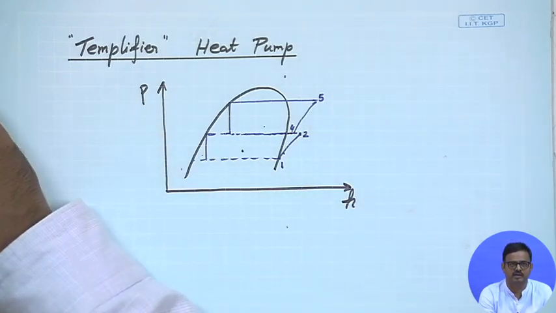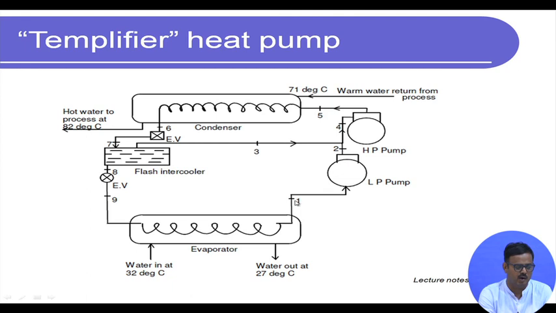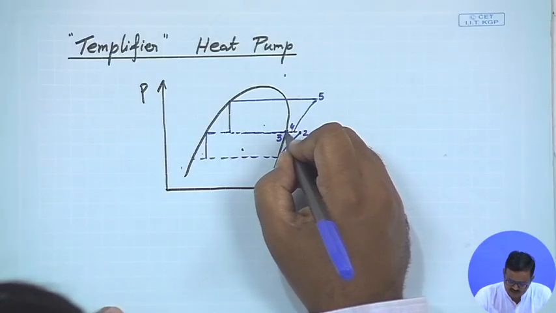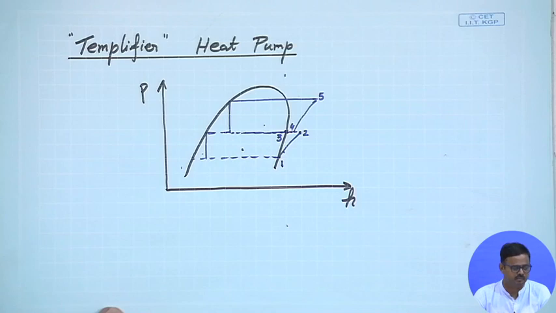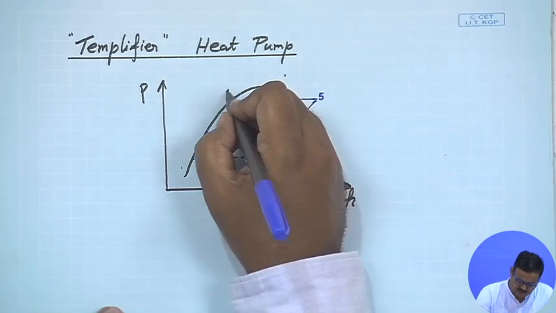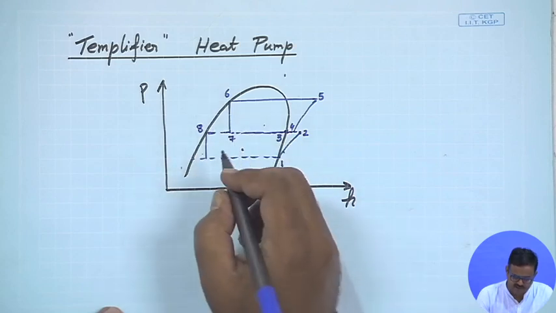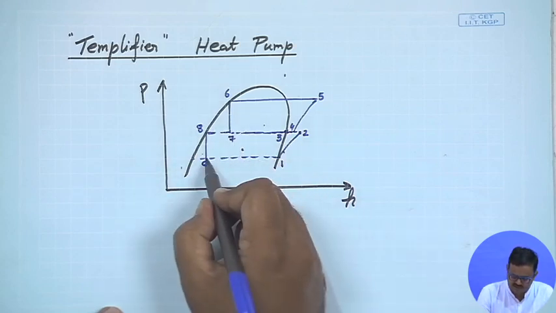Okay. So, let us look over here again and make sure that we are doing it correctly. 1, 2, 4 and 5. What is 3? 3 is the exit of the first expansion, 3 is the exit of the flash intercooler. Okay. So, we are going to write down 3 over here, which is this point. The rest is going to be simple, 5 and then 6 will be this point, 7 here, 8 here and 9 here.